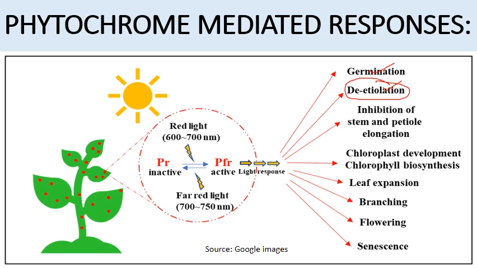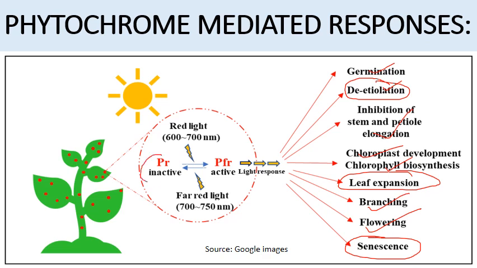De-etiolation means formation of chlorophyll in these etiolated seedlings. This response is also controlled by phytochrome. Then it also helps in inhibition of stem and petiole elongation. Then it also helps in chloroplast development, chlorophyll biosynthesis, then leaf expansion and branching in plants. It also initiates flowering in plants, and it also controls senescence in plants. So these are some phytochrome mediated responses.